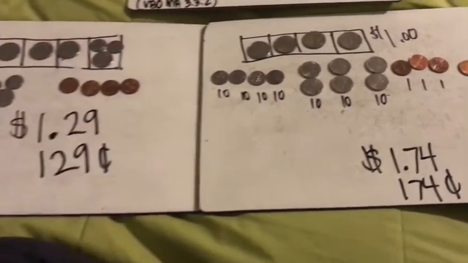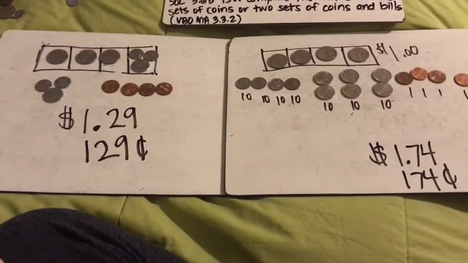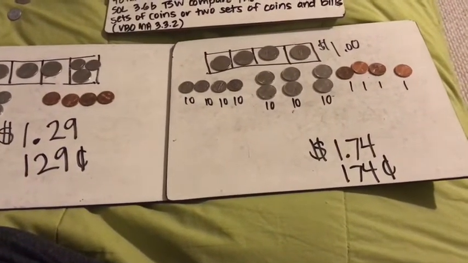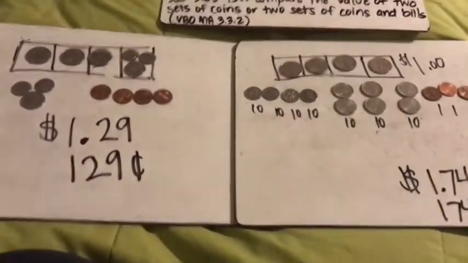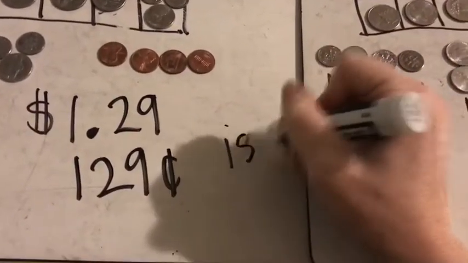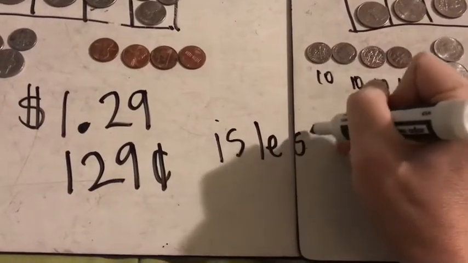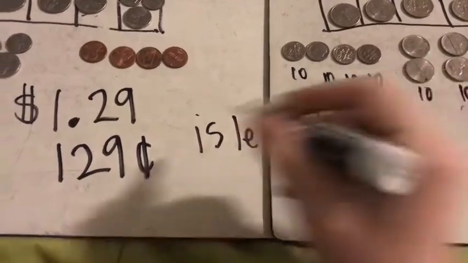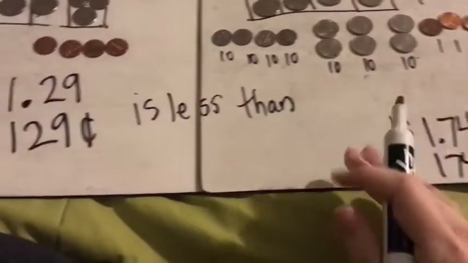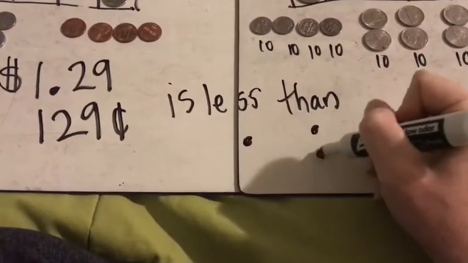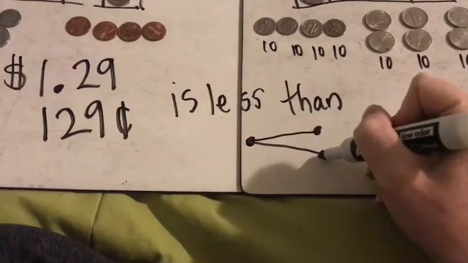So now that I have 2 coin values here, I have $1.29 or 129 cents, and I have $1.74 or 174 cents. I know $1.29 or 129 cents is less than, I want to read from left to right, is less than $1.74. So if it's less than, I can do my 1 dot, greater than, 2 dots. That's my symbol for is less than.